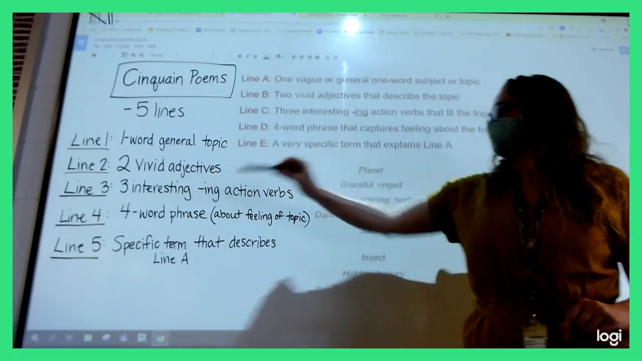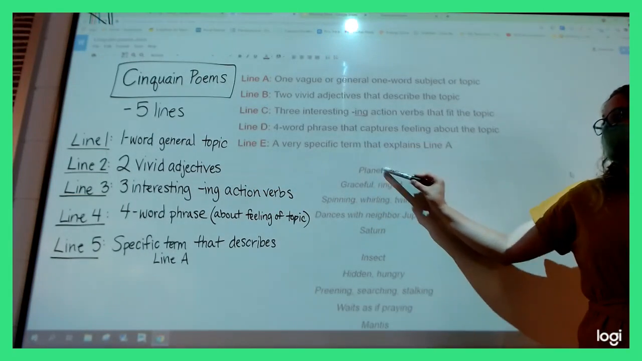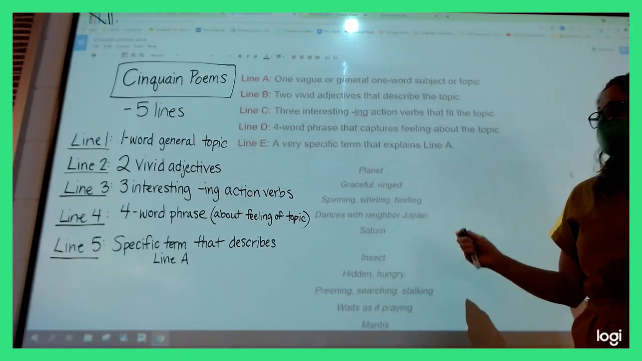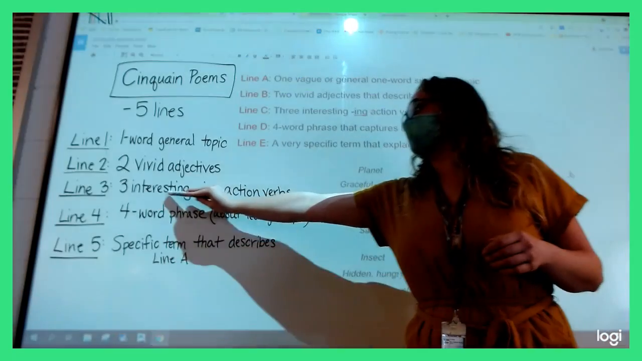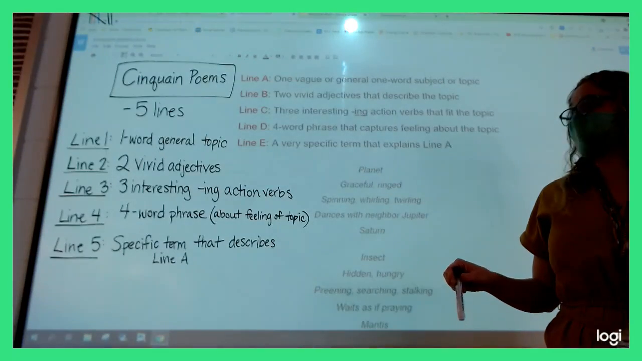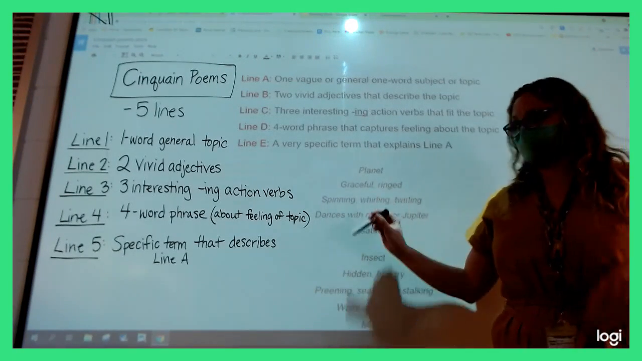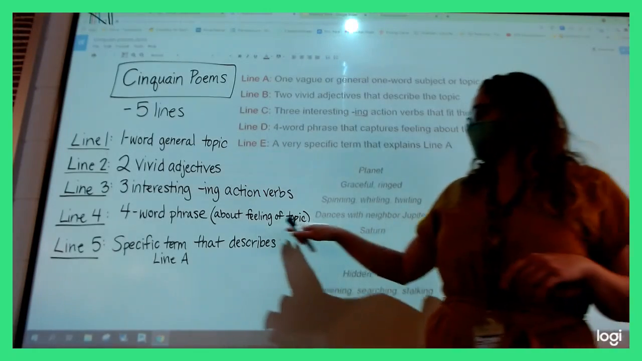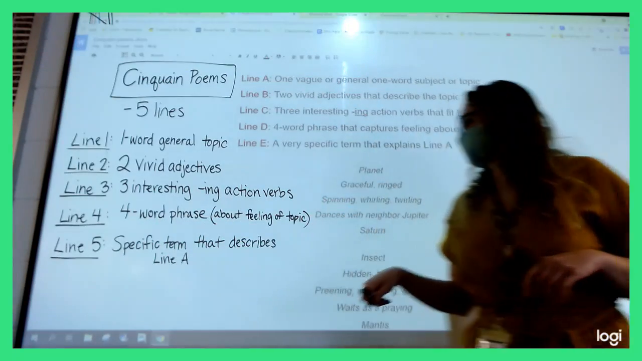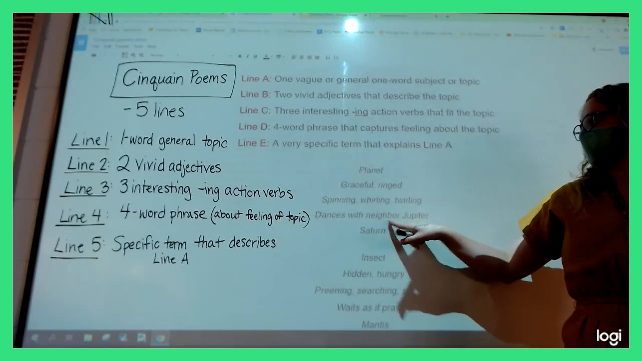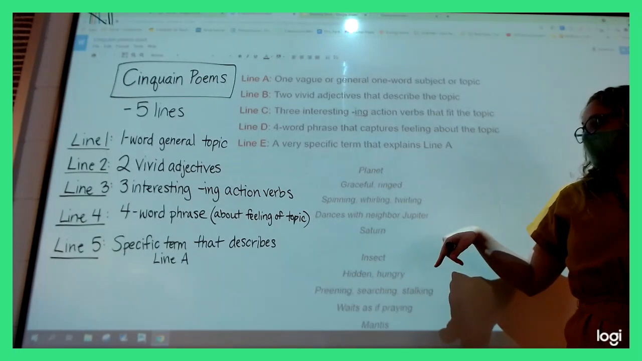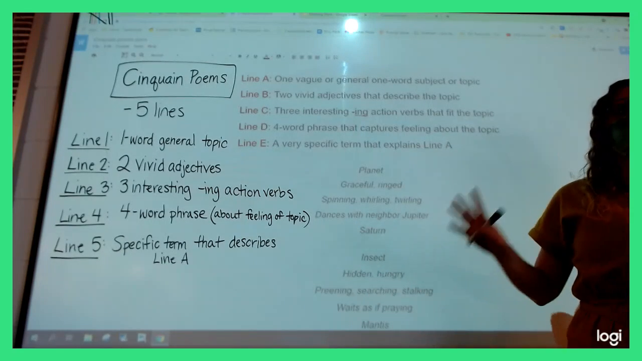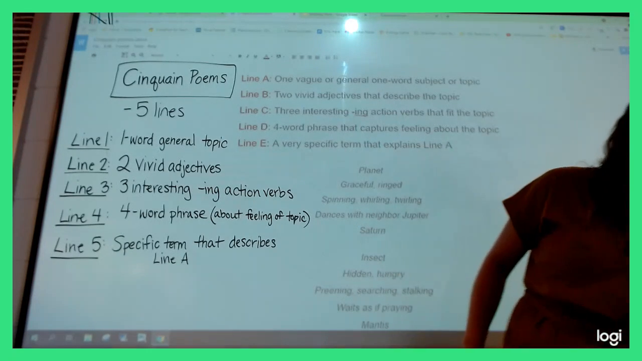In line 2, we need 2 adjectives that describe our topic. So planet: graceful, ringed. Those are both adjectives. Our third line, we need 3 interesting -ing action verbs. An action verb is something you can do. Spinning, you can do that. Whirling, twirling. Okay, last thing to go over, the 4-word phrase. Dances with neighbor Jupiter. And then they tell us exactly what they're talking about, which is Saturn. Okay, before I take questions, let's go over one more example.